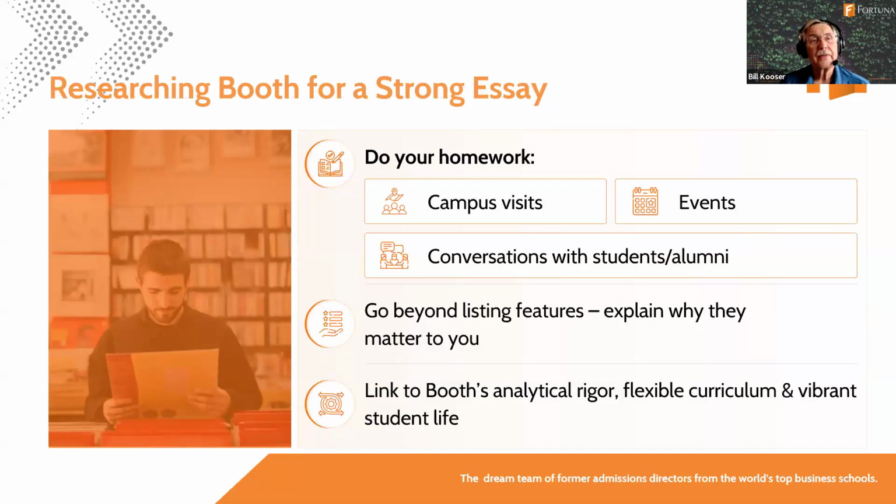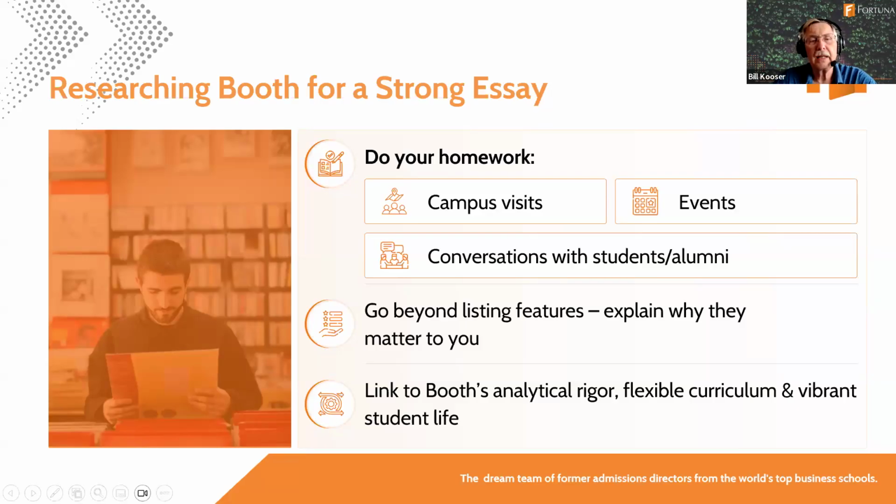We also suggest that wherever possible, you develop relationships with current students or recent alumni to get a sense of their experiences at the school. And these are things that you can, again, add into the essay. But the bottom line here is that you want to get a good sense of what the school has to offer and how that fits with your own particular learning style and your own particular career goals.